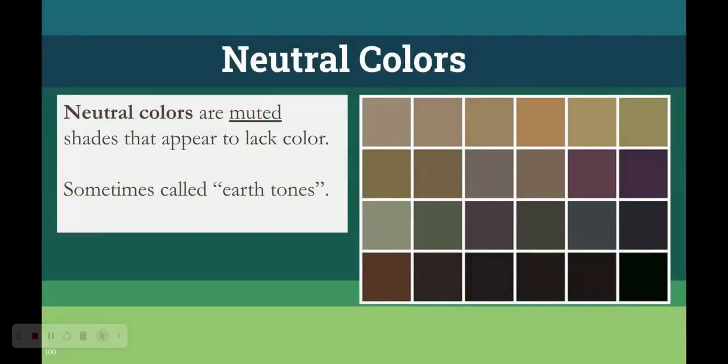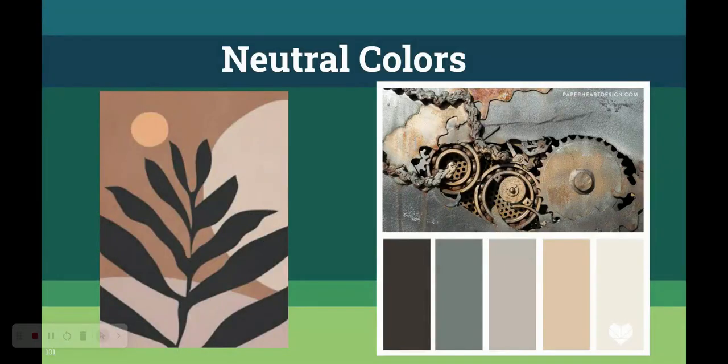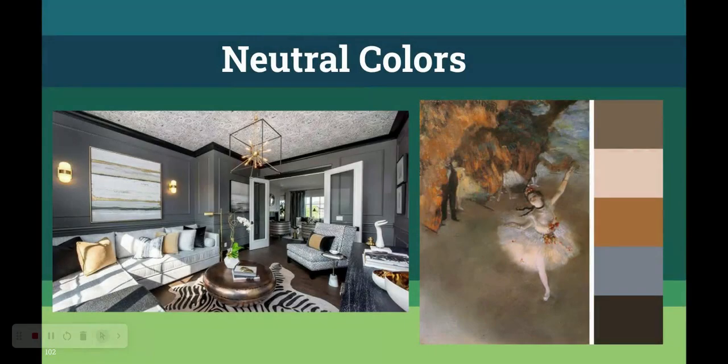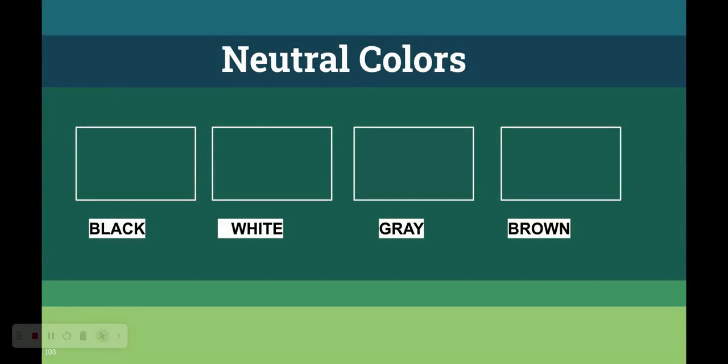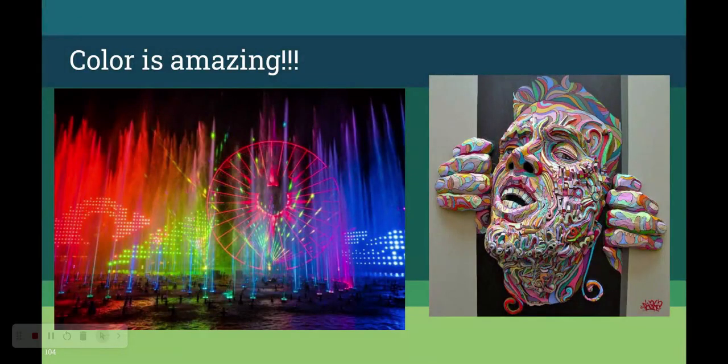And neutral colors. Neutral colors are muted shades that appear to lack color, sometimes called earth tones. These are your browns, your beiges, your pale white colors. Neutral colors are used a lot in interior design because they do create a sense of calm. Color is amazing.